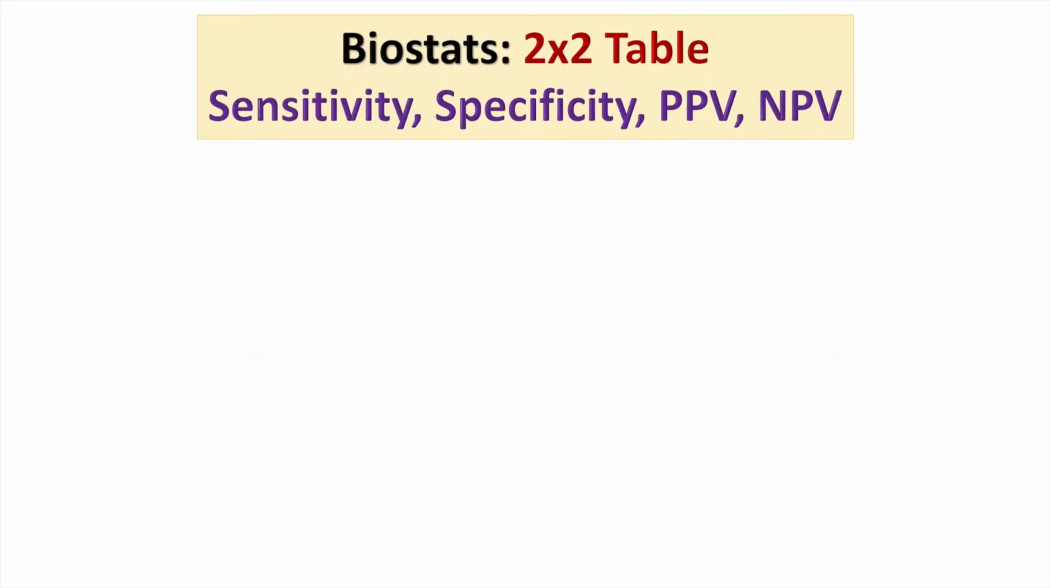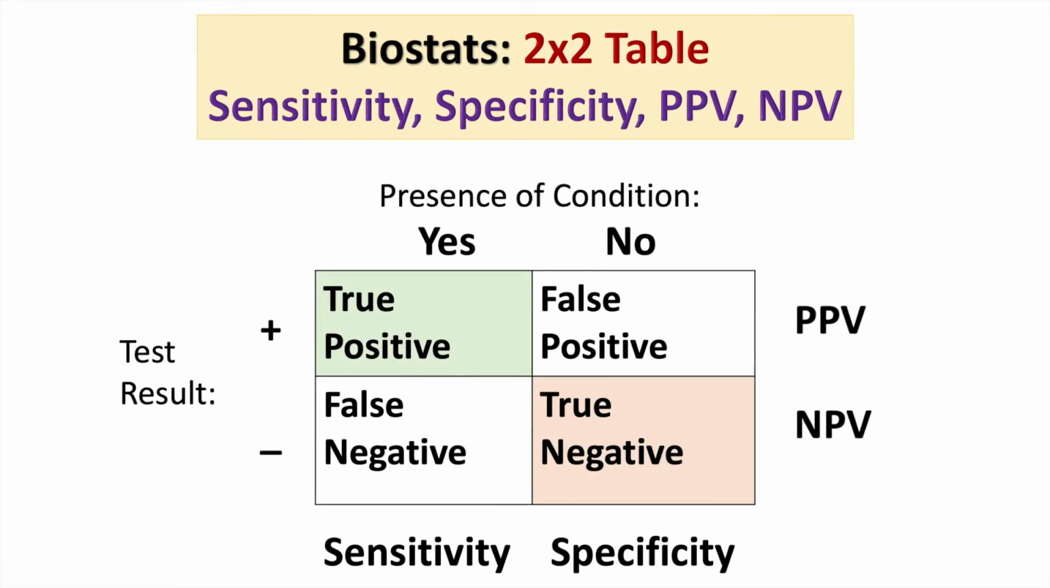Hi everyone. In today's video, I'm going to go over using a 2x2 table to answer questions related to sensitivity, specificity, positive predictive value, aka PPV, and negative predictive value, NPV. This is an example of how I draw my 2x2 table.